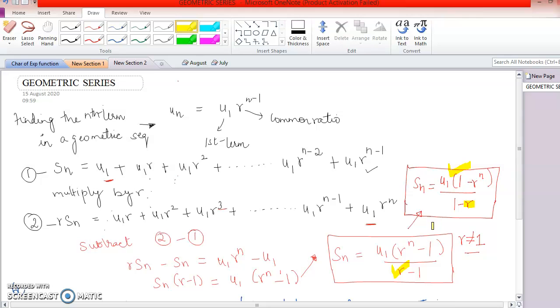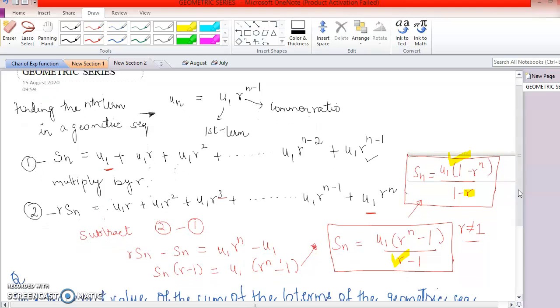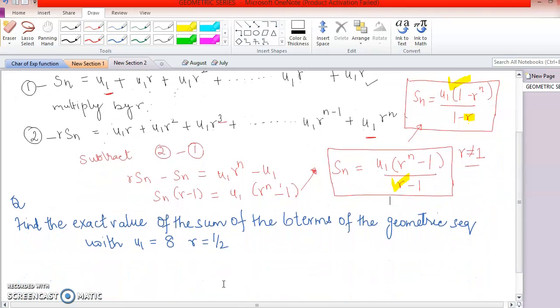All right, so this is very important for you to know. Let's proceed with one question now and just take an example and see if we've understood this. The question given here is, find the exact value of the sum of the 6 terms of the geometric sequence with u1 equal to 8 and common ratio given as 1 over 2.